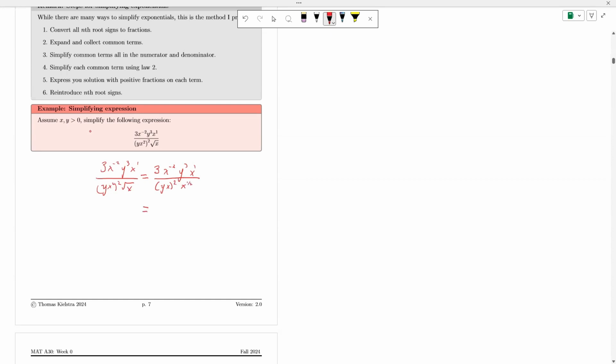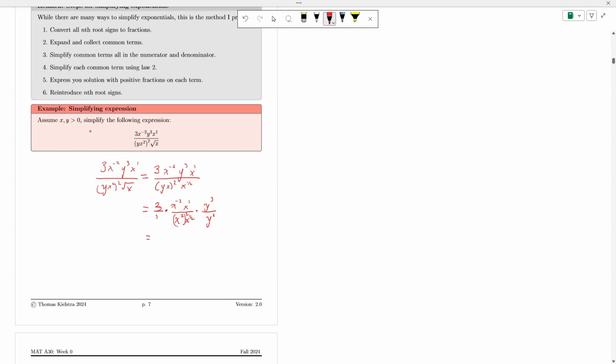Then what I'm going to do is collect all my numbers first. So 3 over 1. Then I'm going to collect all my powers of x. So x to the minus 2, x to the 1 over, and here we need to expand this a little bit. This is going to be x squared, x to the 1/2, times, and now I'm going to do my y terms. Y cubed over y squared. Remember, this is x squared, squared.